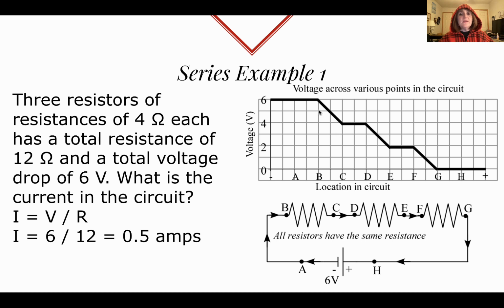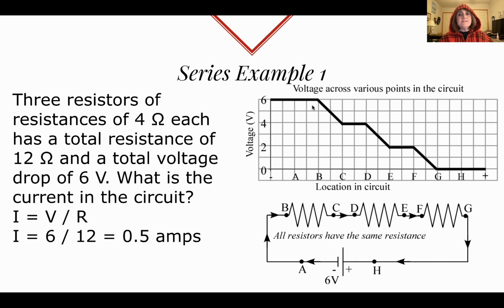Notice in the graph, we can apply this to each individual resistor. If I wanted to find the current going across this resistor, or the voltage drop, voltage is current times resistance. So this voltage is going to drop by 2 volts, 2 volts, and 2 volts. So if I graph the voltage versus the location at position A, right after I leave the negative side of the battery, at position A, I have 6 volts.